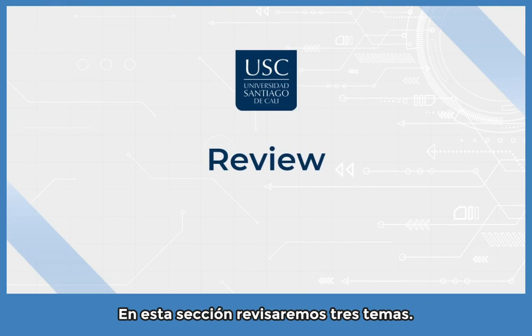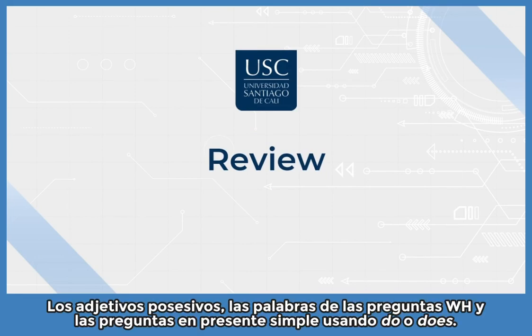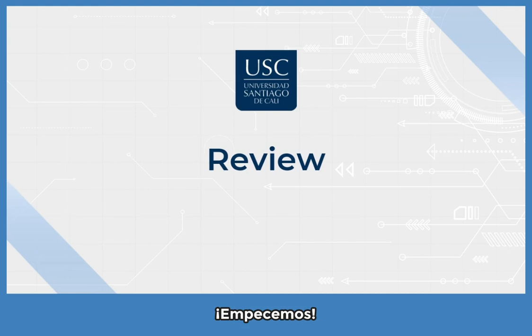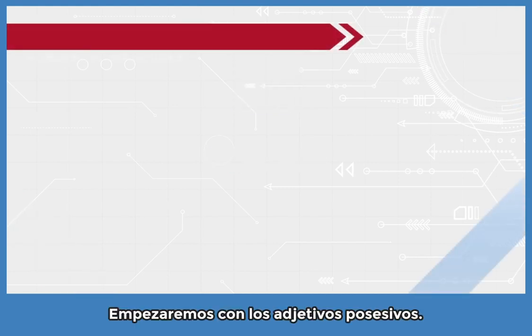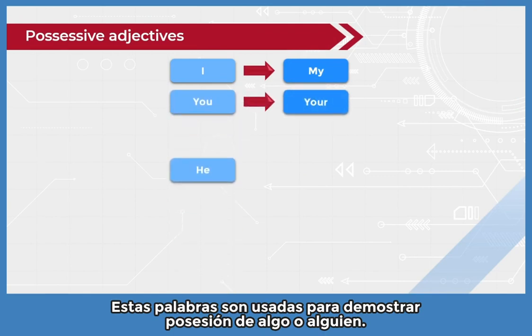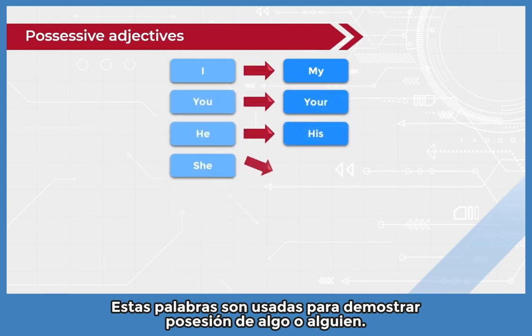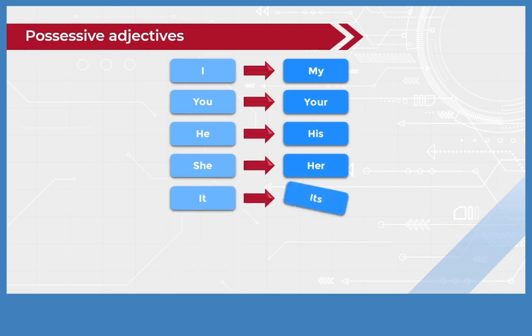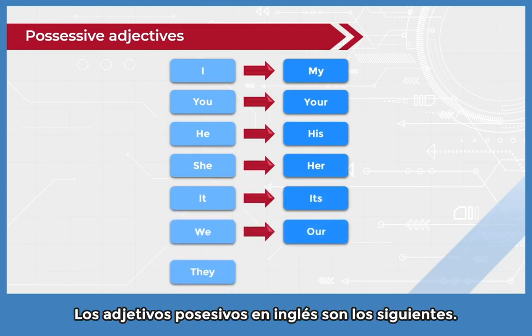In this section, we will revise 3 topics: the possessive adjectives, WH question words, and questions in present simple using do or does. Let's begin. We'll start with the possessive adjectives. These words are used to show possession of something or someone. The possessive adjectives in English are as follows.